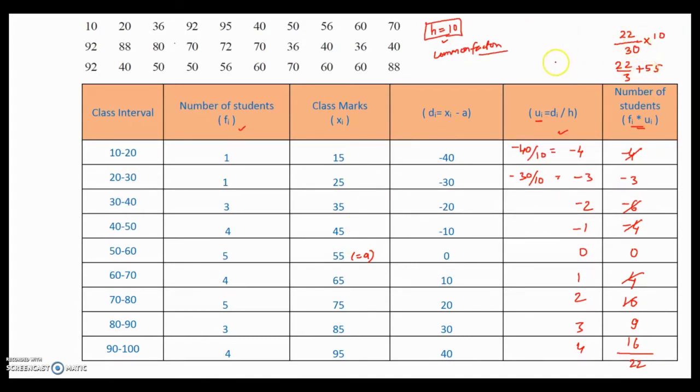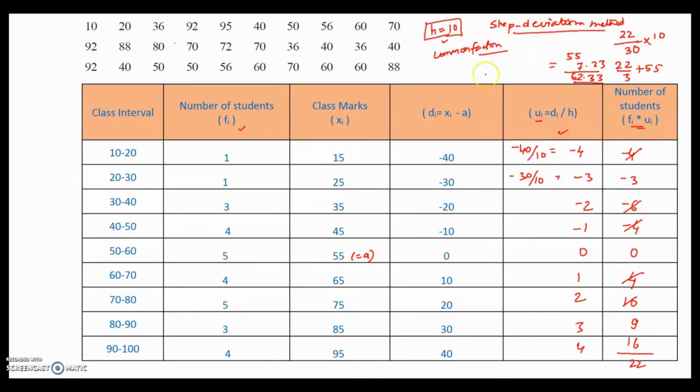Okay, so now you will see that this 55 and 22 by 3, which is 7.33, will give you the same answer, 62.33, which you had got in the assumed mean method. And what is the name of this method? The name of this method is step deviation method. So step deviation method is also a simplified form of the direct method.